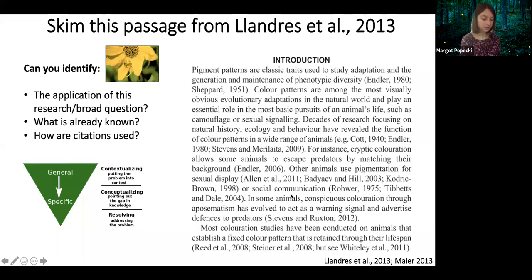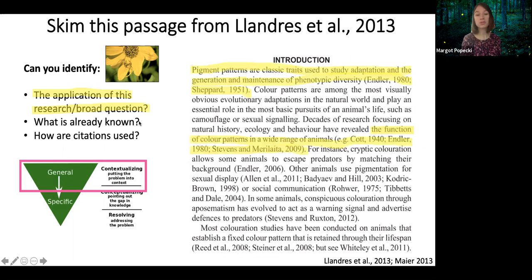So now we're back. So let's think about that. This excerpt would likely occur in the contextualizing stage of the inverted pyramid. And we know that because they're stating the application of the broad research question right at the beginning. They're also describing how the function of color patterns in a wide range of animals could drive this work. So again, I would say that the application of this research is to understand more about adaptation and how phenotypic diversity is generated, and also to understand the function of color patterns across a wide variety of animals.